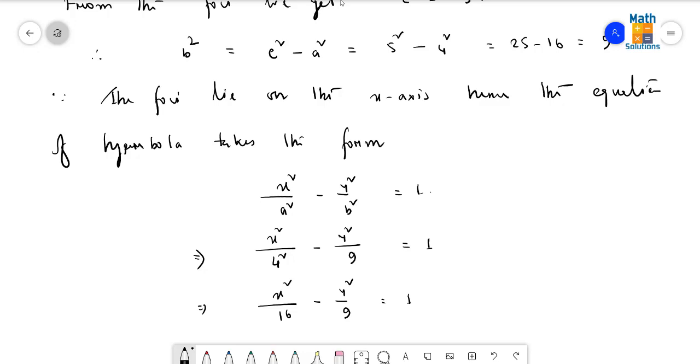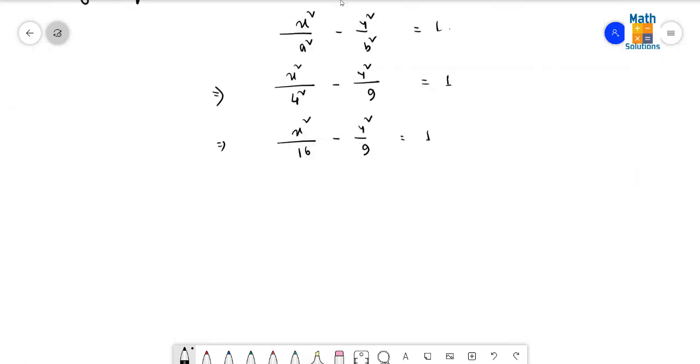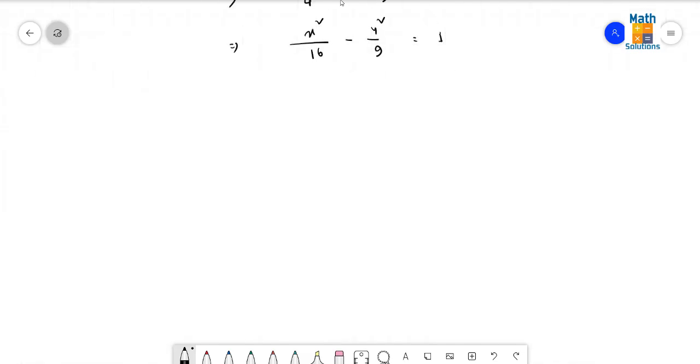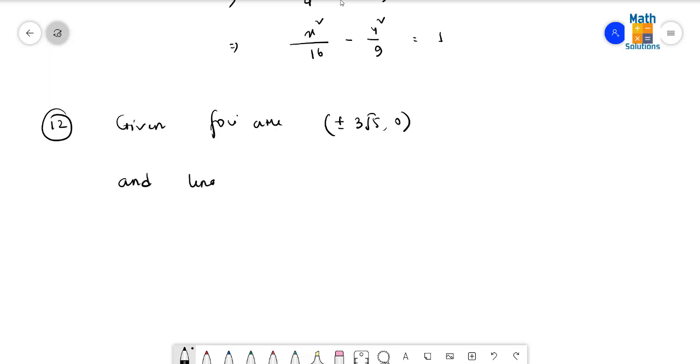After this, we shall come to question number 12. Question number 12 and 13 are of the same kind. So we shall be doing question 12. So in 12, what do we get? Given foci are plus minus 3 root 5, 0, and length of latus rectum we are getting to be 8.